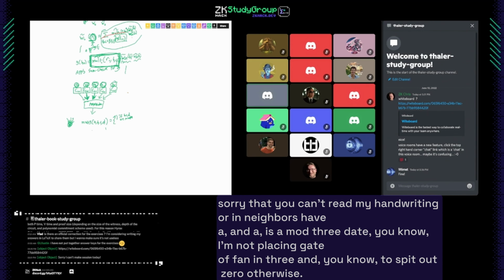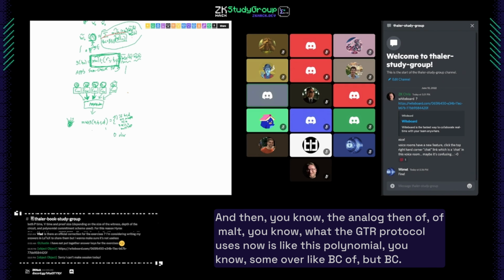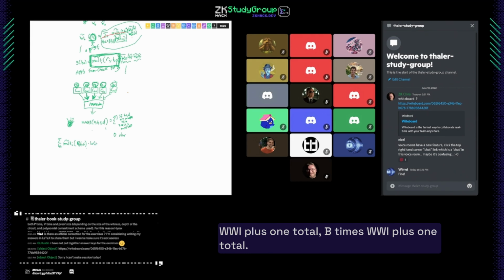Sorry that you can't read my handwriting. And A is a mult3 gate, a multiplication gate of fan-in 3, and it spits out 0 otherwise. Right. And then the analog of mult, what the GKR protocol uses now, is this polynomial, and a sum over B, C of W_{i+1} of B times W_{i+1} of C.